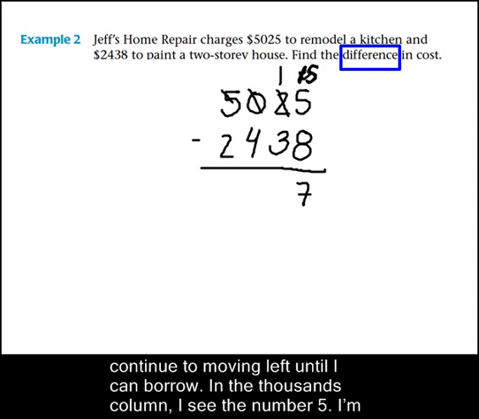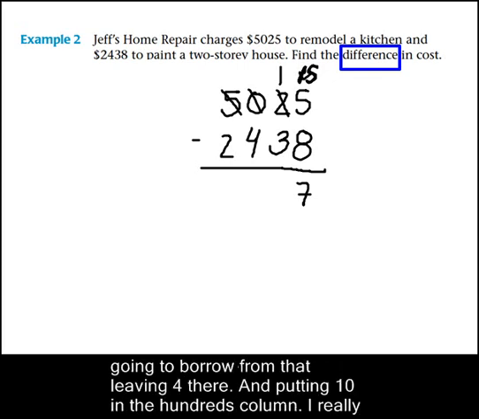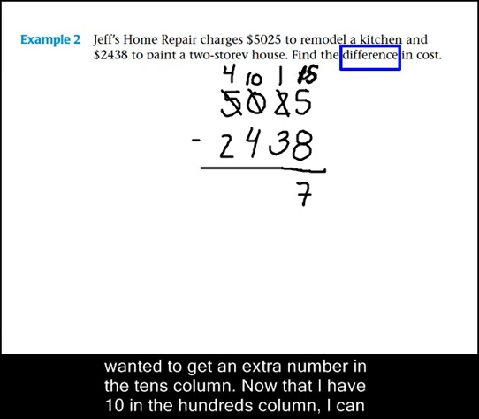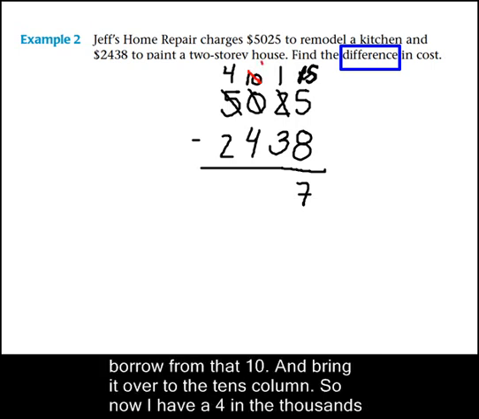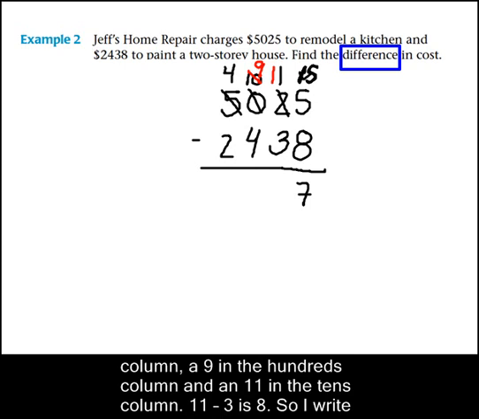In the thousands column, I see the number 5. I'm going to borrow from that, leaving 4 there and putting 10 in the hundreds column. I really wanted to get an extra number in the tens column. Now that I have 10 in the hundreds column, I can borrow from that 10 and bring it over to the tens column. So now I have a 4 in the thousands column, a 9 in the hundreds column, and an 11 in the tens column.